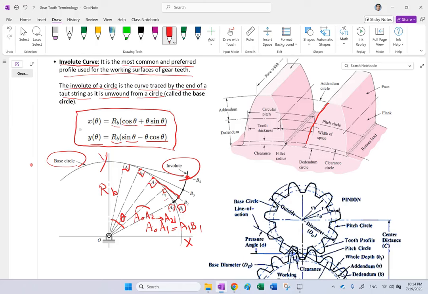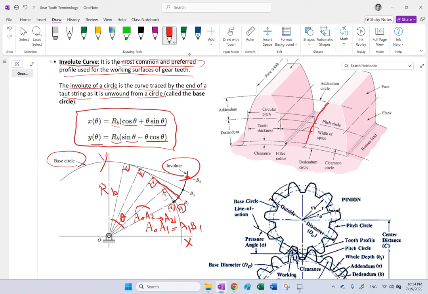If you want, you can do some geometry and tricks, and you should be able to find it. So this is the profile of this tooth for most of the gears. Now, why is it the most common, and definitely why is it the most preferred profile?